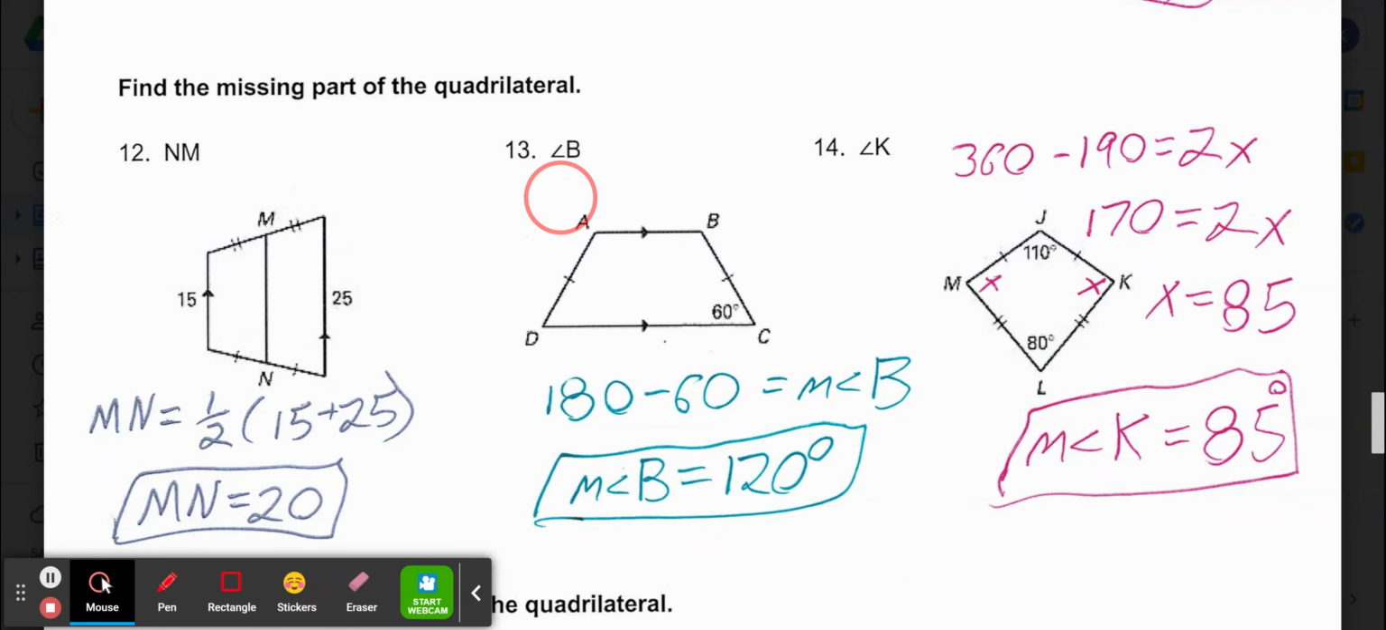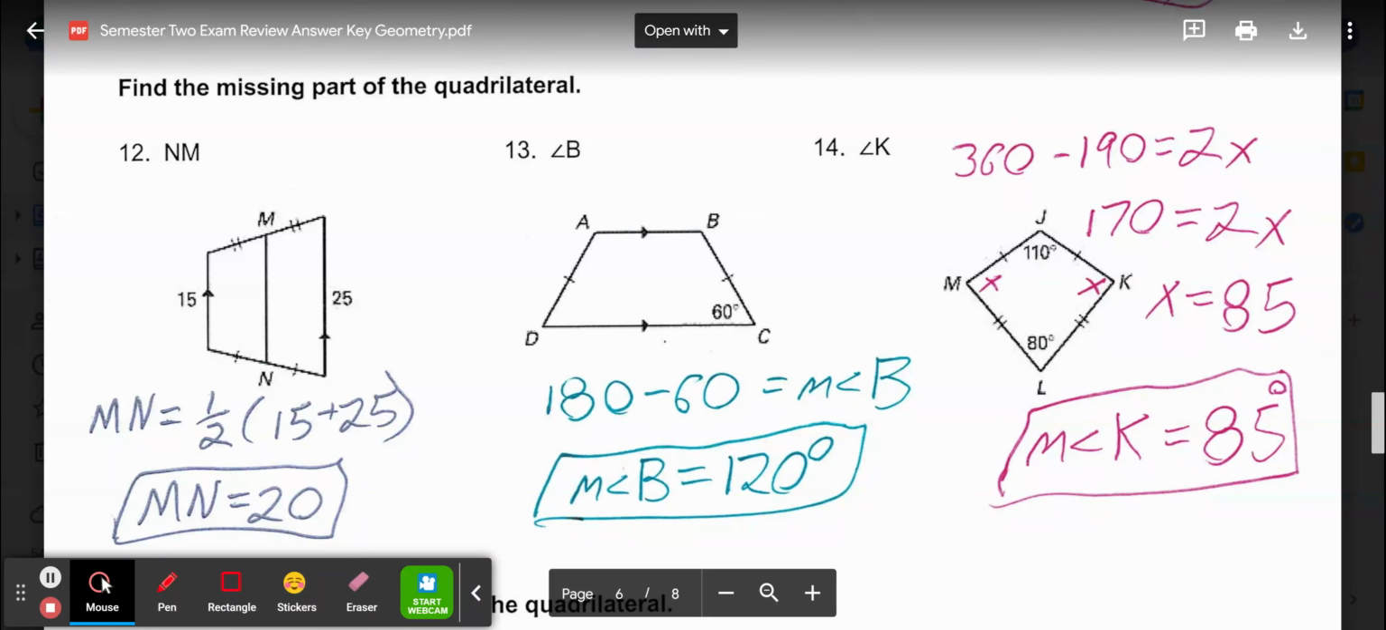13, angle B. We know angle B and angle C, because it's an isosceles trapezoid, add to be 180. So then 180 minus angle C, which is 60, gives us angle B of 120.